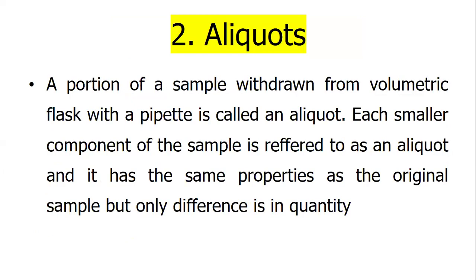Aliquot: a portion of sample withdrawn from the volumetric flask with a pipette is called an aliquot. Each smaller component of the sample is referred to as an aliquot, and it has the same properties as the original sample; the only difference is in quantity.